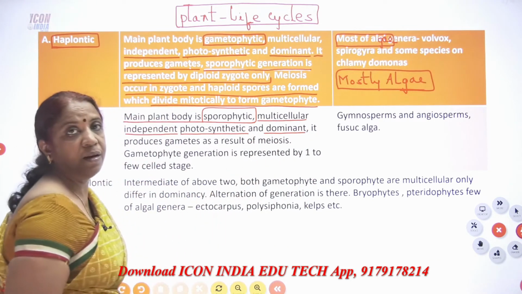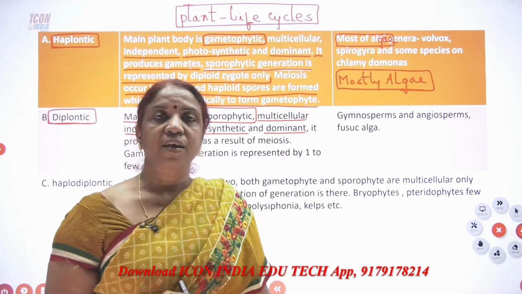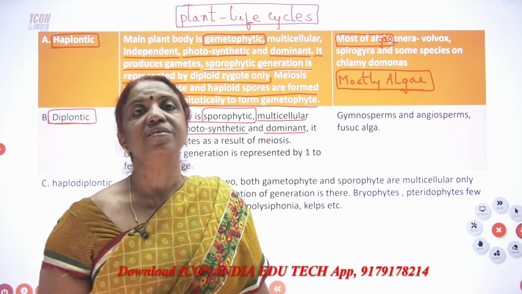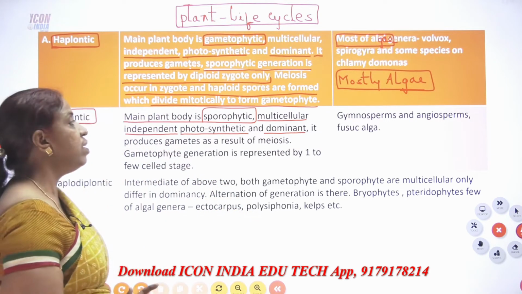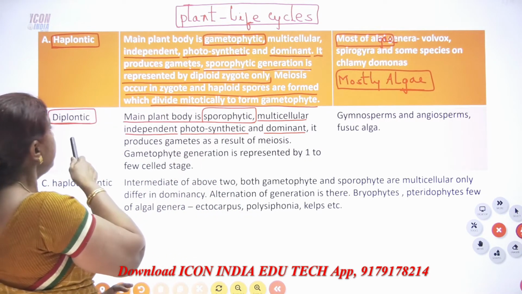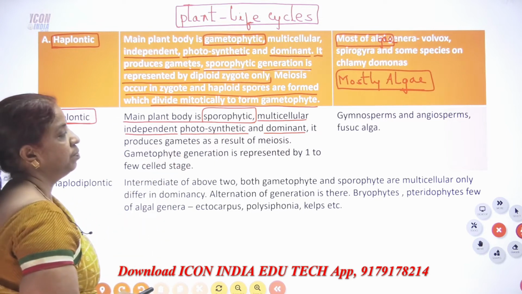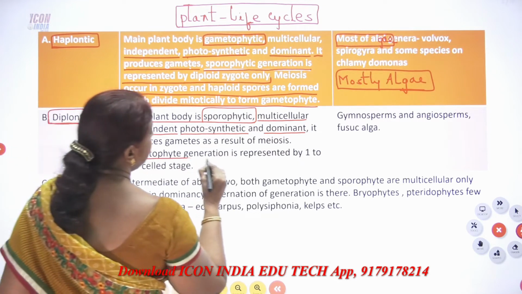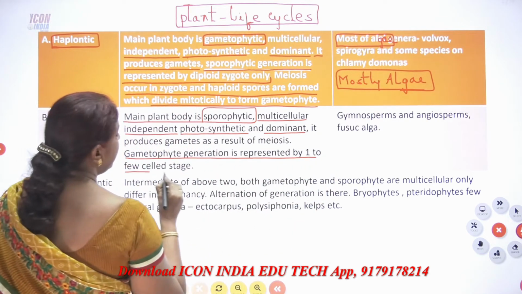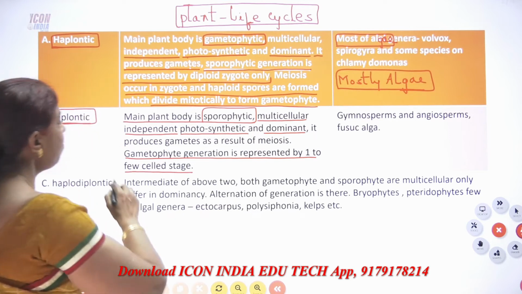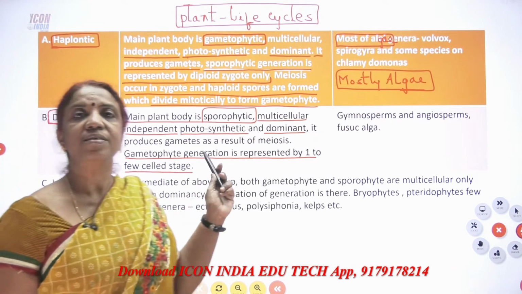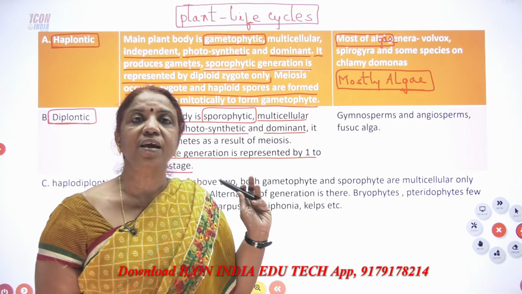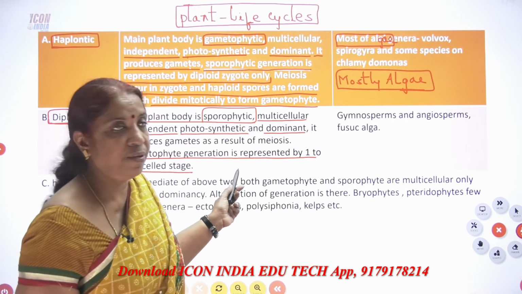They are asking the question: in the diplontic life cycle, which phase is the dominant sporophyte? Which phase is independent and photosynthetic? That is called sporophytic. The gametophytic generation is represented by one to few celled stages. In which type of life cycle is the gametophytic generation represented by one to few celled stages? The diplontic life cycle.